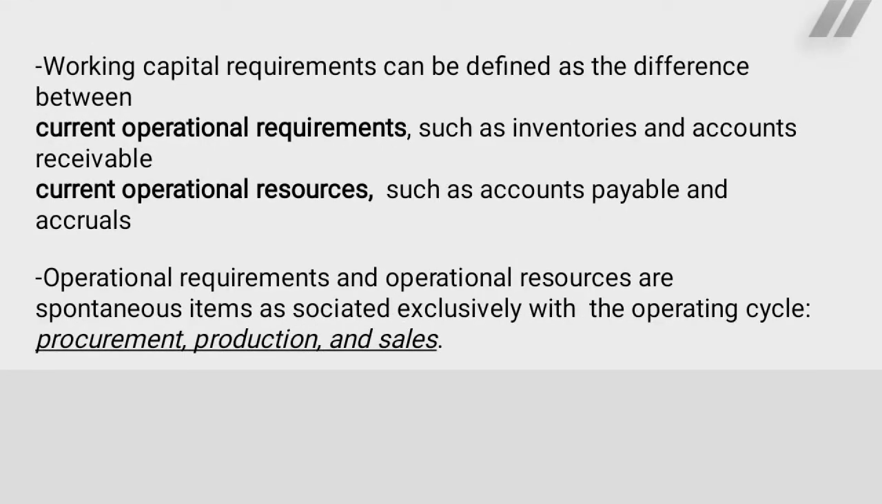Working capital requirements can be defined as the difference between current operational requirements and current operational resources. Current operational requirements such as inventories and accounts receivable, and the current operational resources such as accounts payable and accruals. Operational requirements and operational resources are spontaneous items associated exclusively with the operating cycle, procurement, production, and sales.